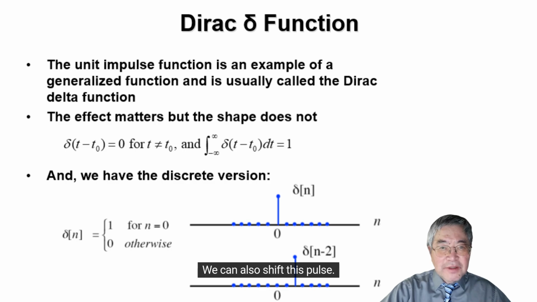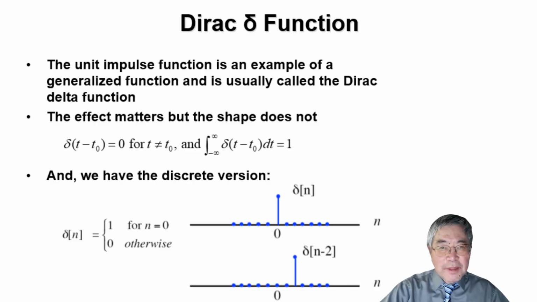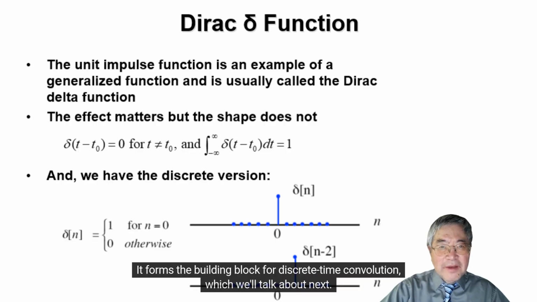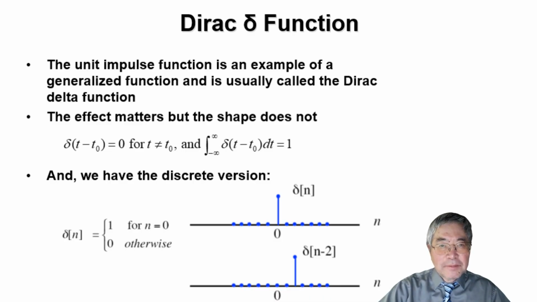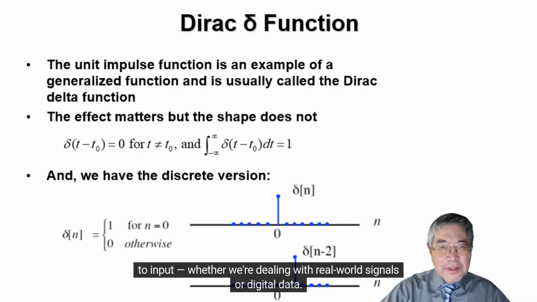We can also shift this pulse. For example, delta of n minus 2 just moves the pulse to position n equals 2. This simple pulse is incredibly useful. It forms the building block for discrete time convolution, which we'll talk about next. So both the continuous and discrete versions of the delta function help us analyze how systems respond to input, whether we're dealing with real-world signals or digital data.